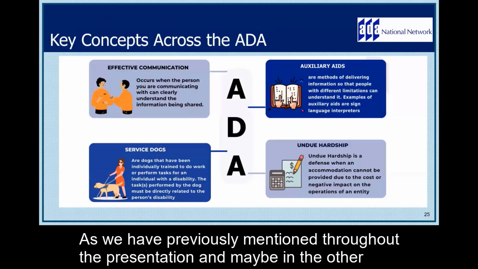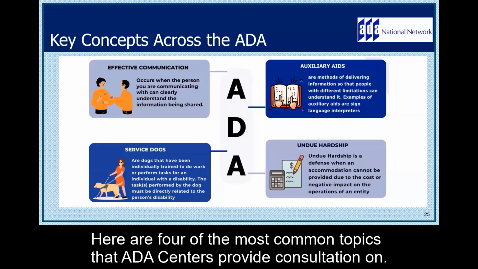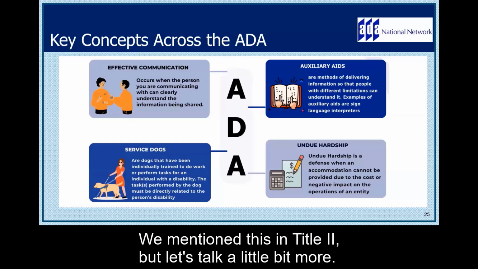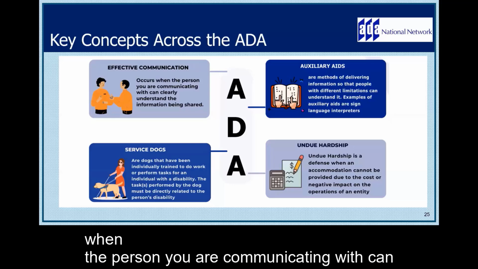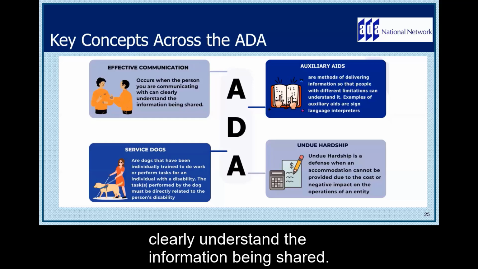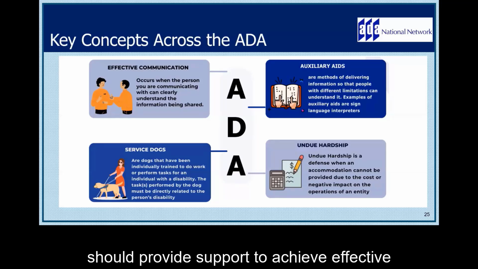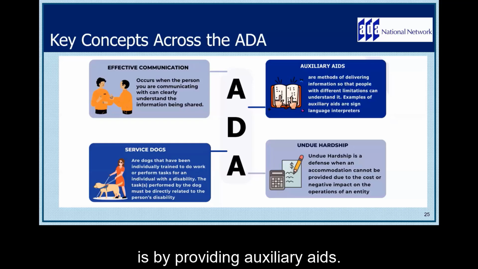Slide 25. As we have briefly mentioned throughout the presentation and maybe in the other videos, there are some concepts that can be covered by one or more titles. Here are four of the most common topics that ADA centers provide consultation on. Let's start with number one, effective communication. We mentioned this in Title 2, but let's talk a little bit more. As mentioned, effective communication occurs when the person you are communicating with can clearly understand the information being shared. Entities under Title 2 and 3 should provide support to achieve effective communication. One of the ways in which this can happen is by providing auxiliary aids.